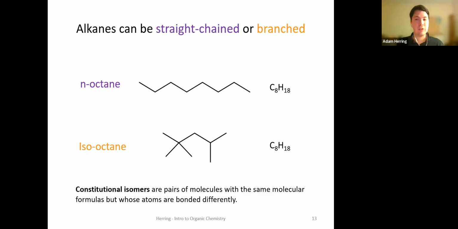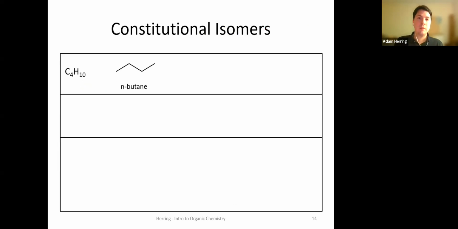These are molecules, again, which have the same molecular formula, but whose atoms are bonded in different locations. And these molecules behave differently. They have different properties from each other. Let's get some practice trying to identify molecules with constitutional isomers.